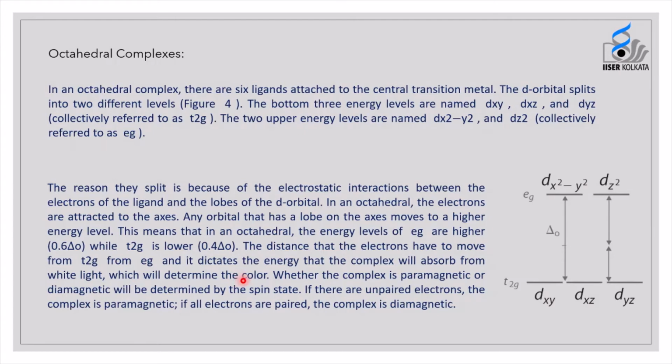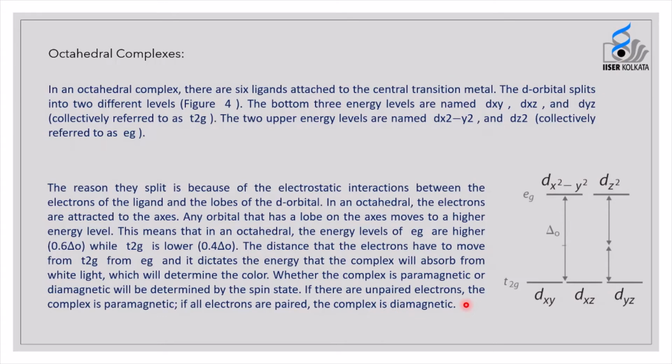We notice very beautifully colored complexes in the d-block transition metals. Whether the complex is paramagnetic or diamagnetic will be determined by the spin state. If we have an unpaired electron left, the complex will be paramagnetic, and if we have paired electrons in the orbitals, the complex will be diamagnetic. If there are unpaired electrons, the complex is paramagnetic. If the electrons are paired, the complex is diamagnetic. The same is what this paragraph is saying.